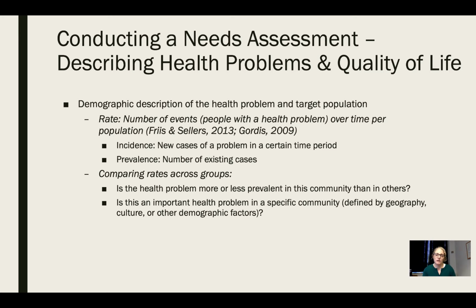So frequently you hear counts about the flu season each year. And that's really incidence, because every year those are new cases of the flu. Prevalence would be the number of existing cases. So the number of people currently in San Diego living with HIV. So that would be prevalence.